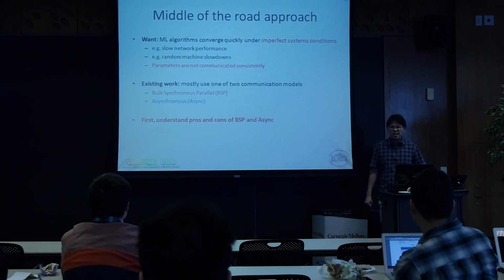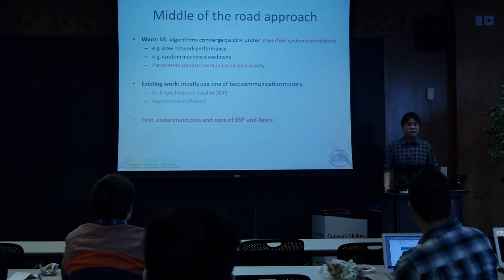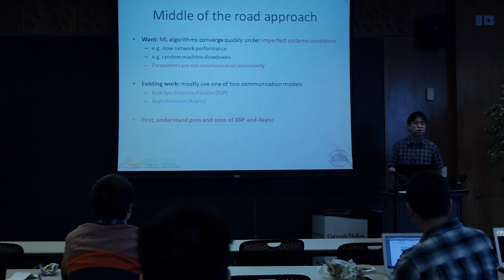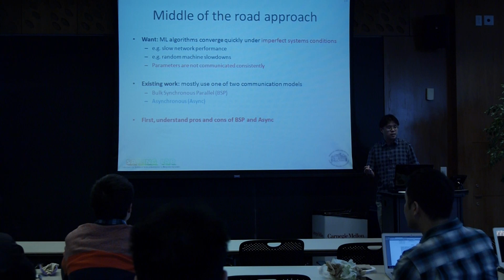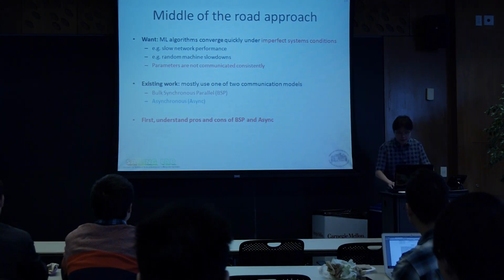So to understand how this stale synchronous parallel communications model I'm about to describe works, it is helpful to compare it to two commonly used communications models in distributed ML, one being the bulk synchronous parallel model, and the other being the asynchronous model of communication, right?